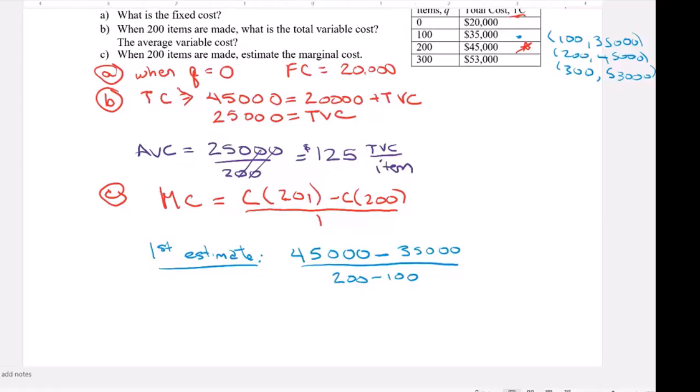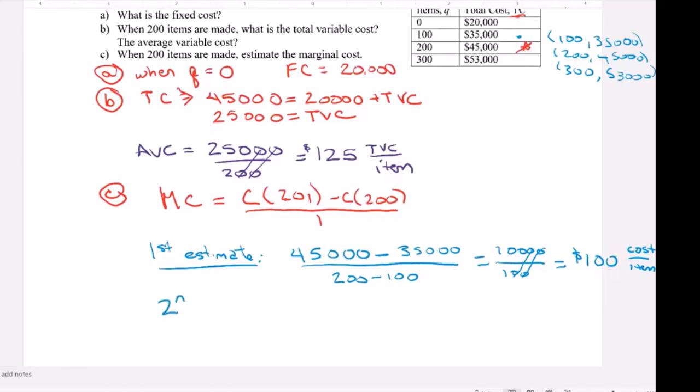Okay, very interesting. So first we have y2 minus y1 over x2 minus x1, or we can say 10,000 divided by 100. We cancel all our zeros, and this gives me $100 of cost per item. Okay, we have our first estimate.